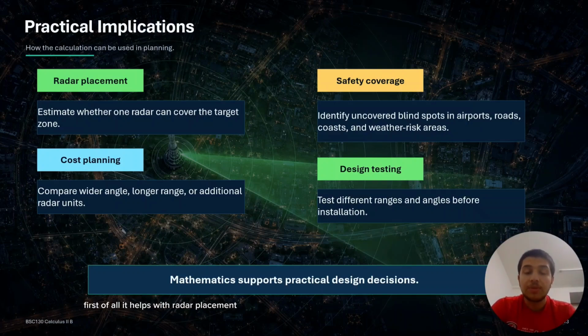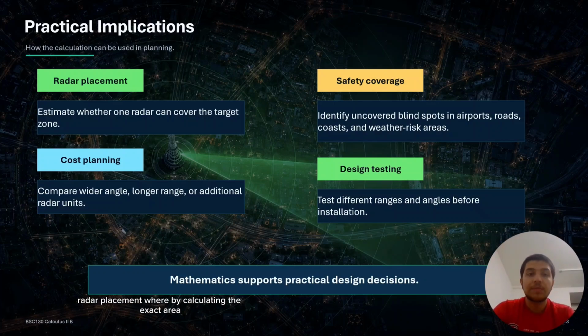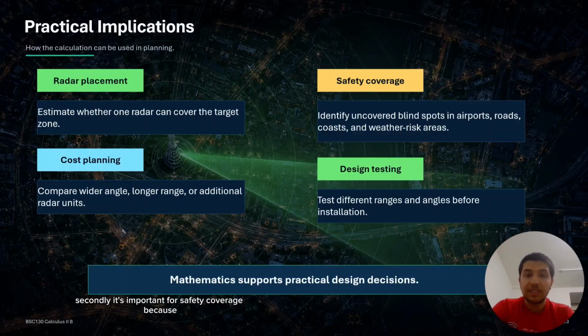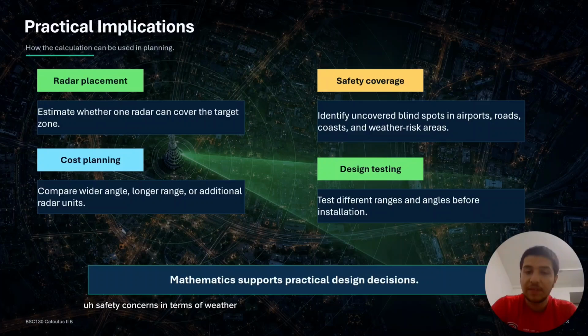First of all, it helps with radar placement. By calculating the exact area, we can estimate whether just one radar is enough to cover our specific zone, for example, in an airspace or a coastline. Secondly, it's important for safety coverage, because knowing the area that the radar covers helps us identify blind spots in places like airports and roads, and it helps address safety concerns in terms of weather before they actually cause a concern.